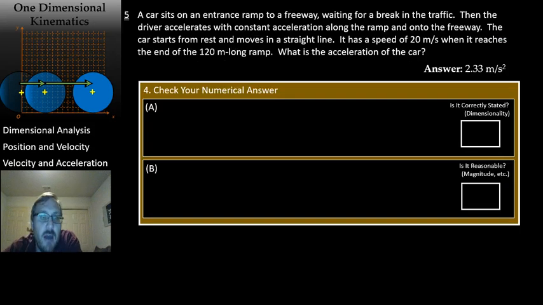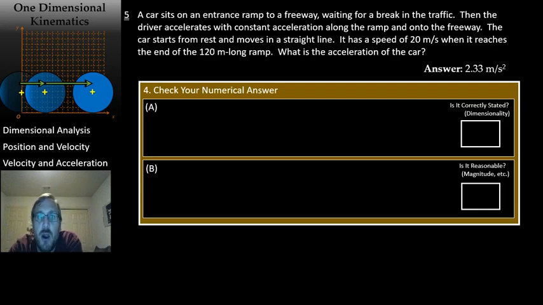All right, next I have a check your answer problem. This is a fairly common one I like to ask. In this case, what I do is I give a question and then an answer, and then I ask you to analyze it and tell me why that answer is reasonable or not.